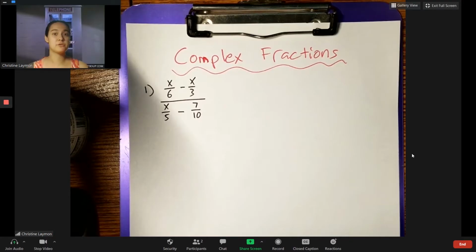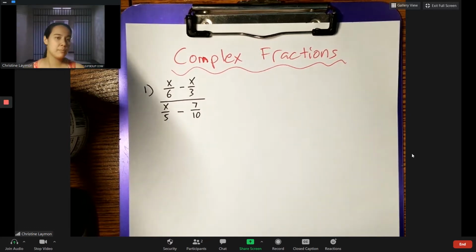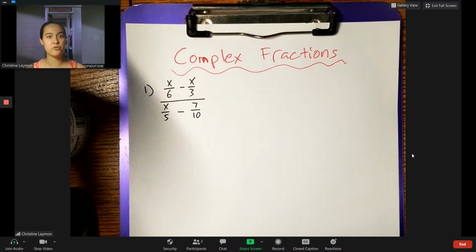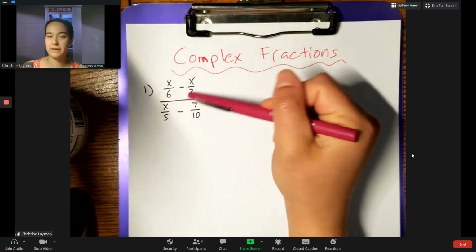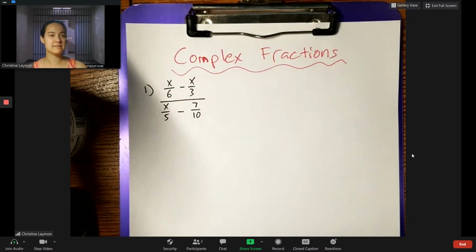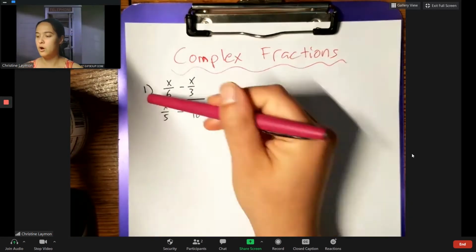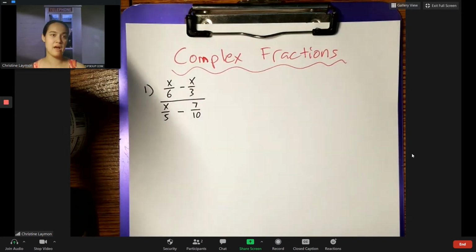Let's dive a bit deeper into complex fractions. I put an example of these into the crash course they went through last week. Let's really focus on how to deal with these fractions inside of fractions. So taking a look at the top part here, I have x over 6 minus x over 3, all over x over 5 minus 7 over 10.